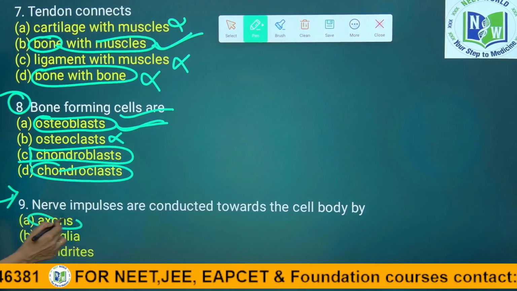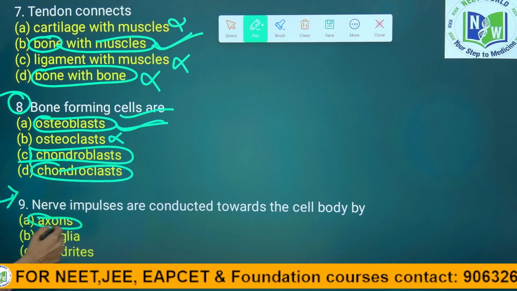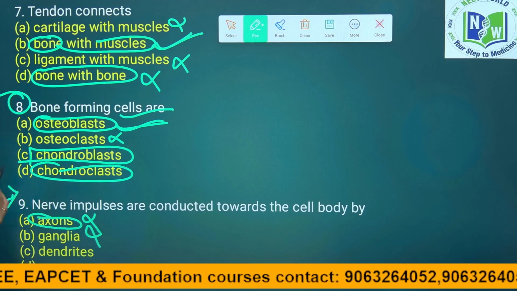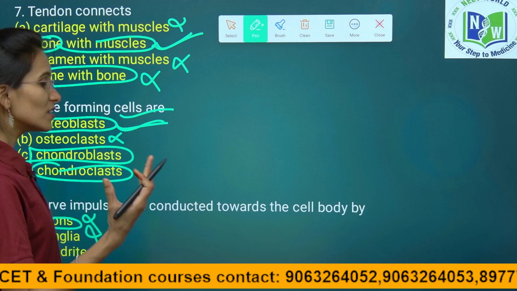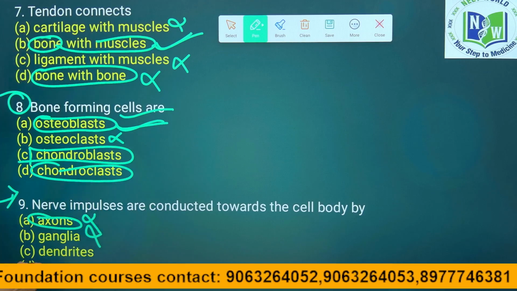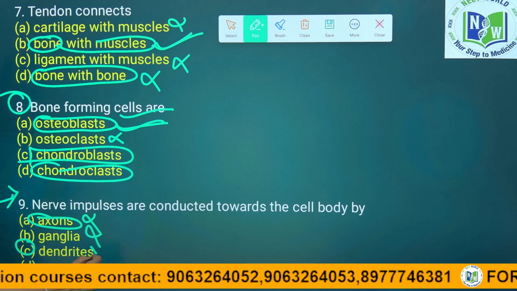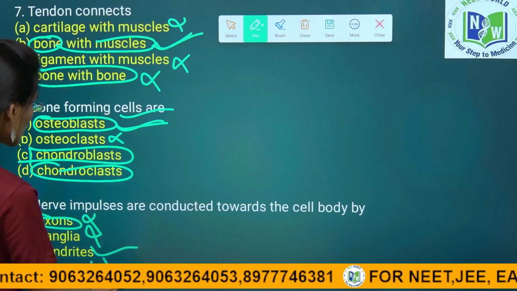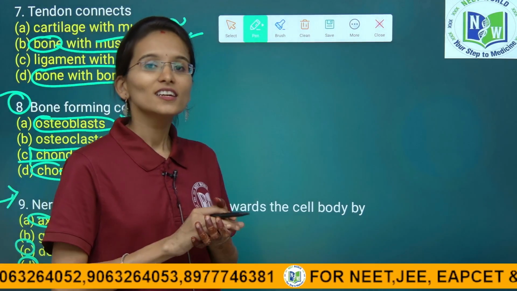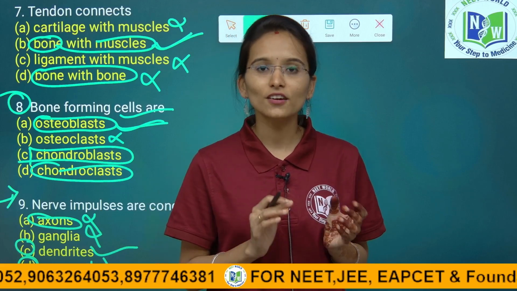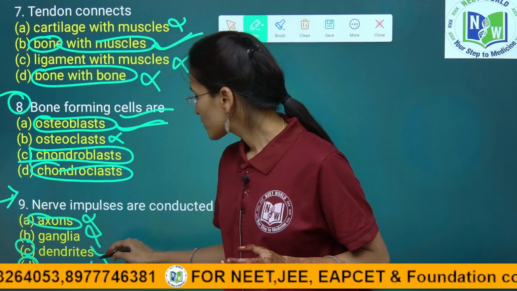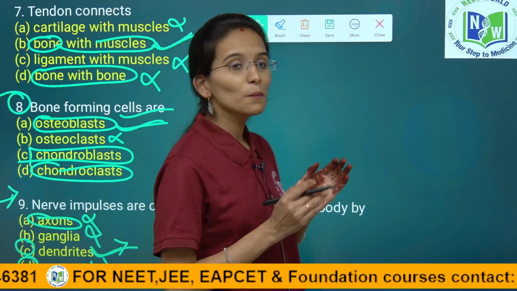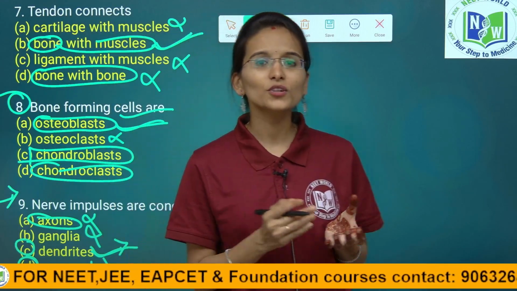Axons. Okay, through the axons impulse is not conducted towards the cell body, this is wrong. And option B is ganglia. The ganglia are actually a group of nerve cell bodies. Okay, and option C is dendrites, it will be the right option. And option D is neurons. The neurons are actually the structural and functional unit of the nerve fibers. So the dendrites are going to conduct the impulses. They are going to carry the impulses.